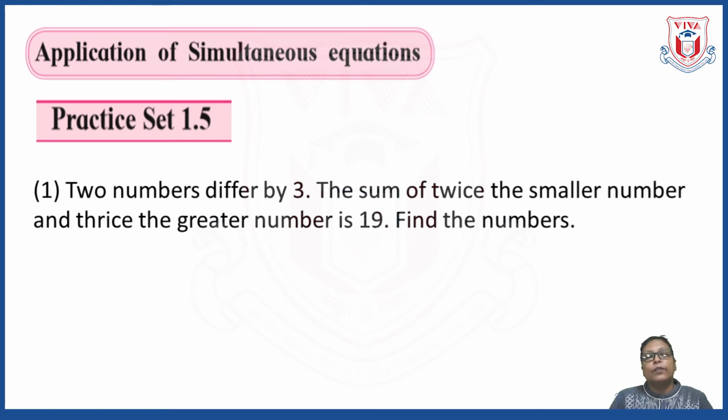Okay. Two numbers differ by 3. The sum of twice the smaller number and thrice the greater number is 19. Find the numbers. Okay. Read the question once. If you don't understand, read it again. And try to understand the question. So when you read it, what you will understand is one number is smaller and one number is greater. And we have to find these two numbers only.